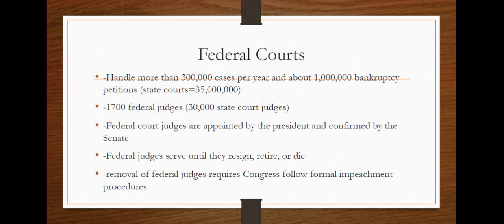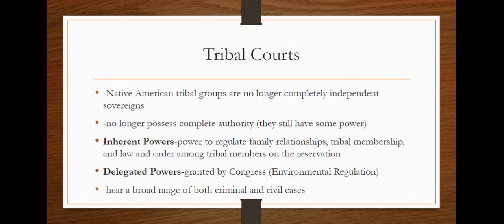Okay, so we've got state courts, we've got federal courts. We're also going to talk about tribal courts real briefly, okay? Now, I do want you to get down those two terms that are highlighted there. Tribal courts, and we talked briefly about these in chapters 1 and 2. They deal with Native American issues, all right? Native American tribal courts are no longer completely independent sovereigns. At one point in time, they had more power than they do today. They no longer possess complete authority.